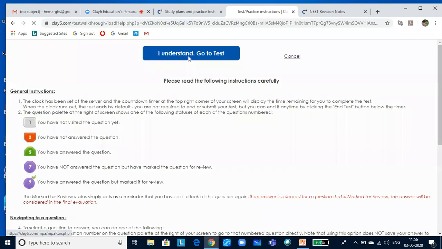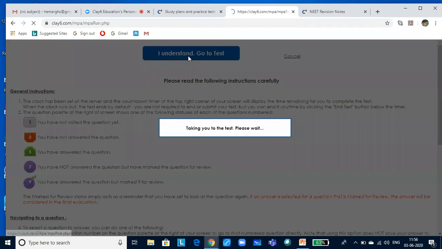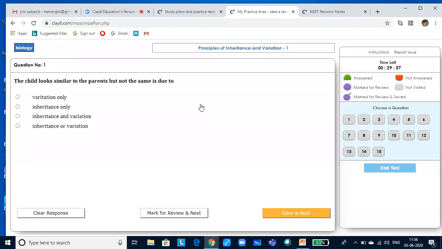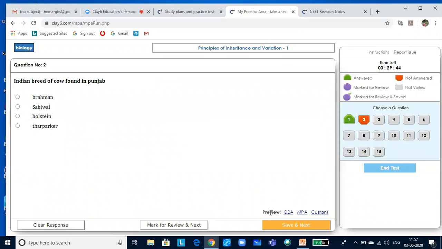Okay, the child looks similar to the parents, but not the same. It is similar due to inheritance, but not the same due to variations. So it is inheritance and variation. The Indian breed of cow found in Punjab is Sahiwal.